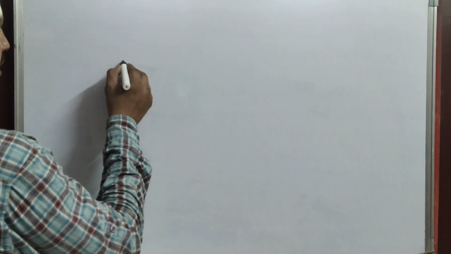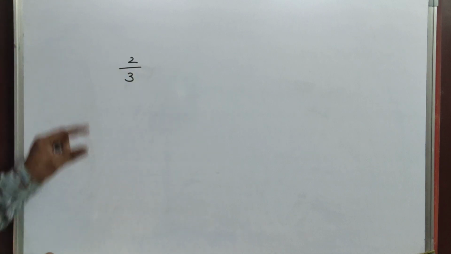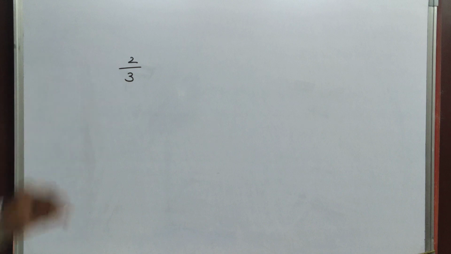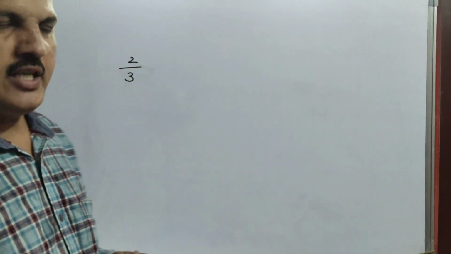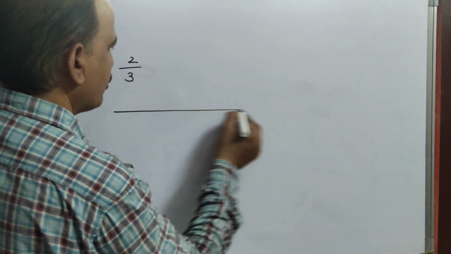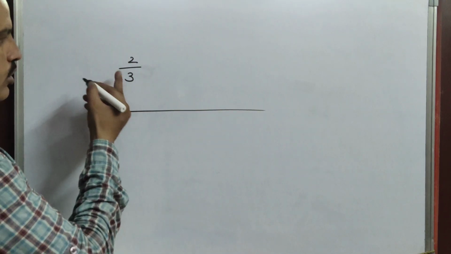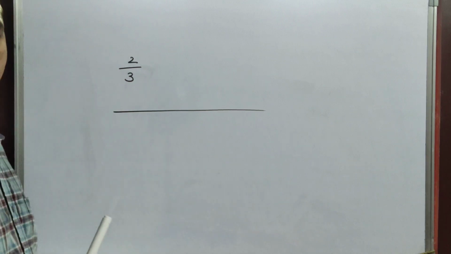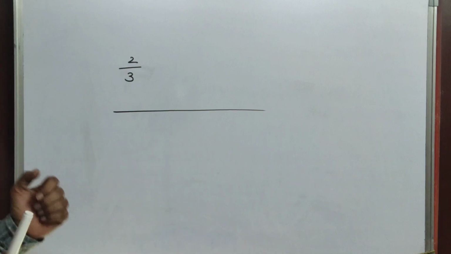Next they are going to ask, draw a rational number. Suppose 2 by 3 is there. Draw 2 by 3 on a number line. That means they are going to ask, represent 2 by 3 on a number line. It's very easy children. First take a scale. That means use a ruler. Ruler is another name for scale. So this is 2 by 3. Is it positive or negative? It's a positive number. 2 by 3 is a positive fraction.